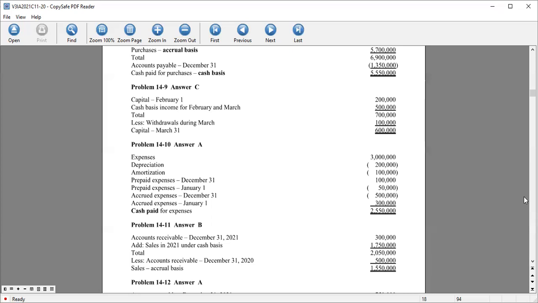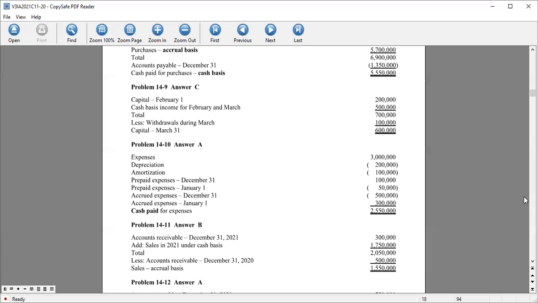So cash paid for expenses is 2,550,000 and it's letter A. Then 14-11, under accrual basis, what amount should be reported as sales for the year ended December 31, 2021? Raid Company began operations on January 1, 2020, and has elected to use the cash basis of accounting for tax purposes and accrual for financial statements.